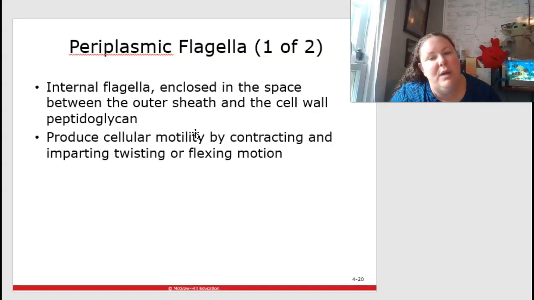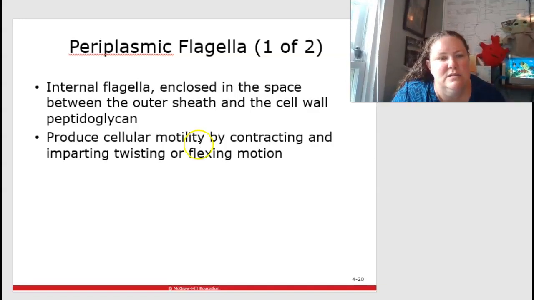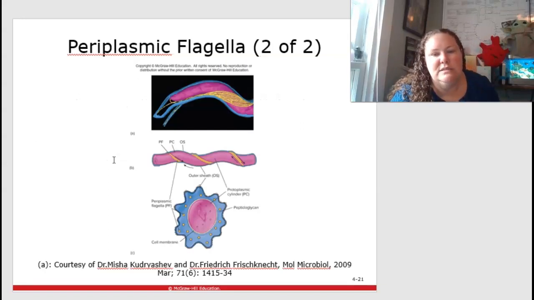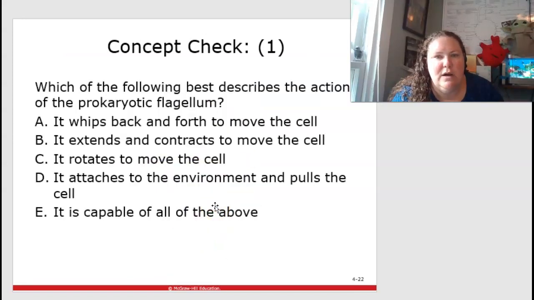We also have periplasmic flagella, and this is where we have internal flagella that are enclosed within the space between the outer sheath and the cell wall. This is a peptidoglycan, okay, is what it's called. And this produces cellular motility or movement by contracting and imparting a twisting or flexing motion, okay? So you can see the periplasmic here and how it can do a twisting motion. You have your outer sheath, etc.